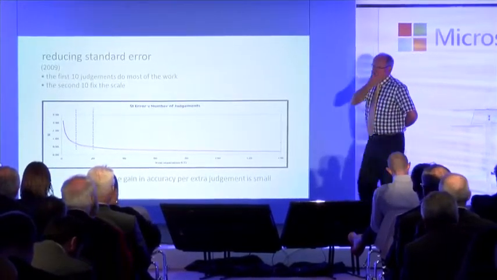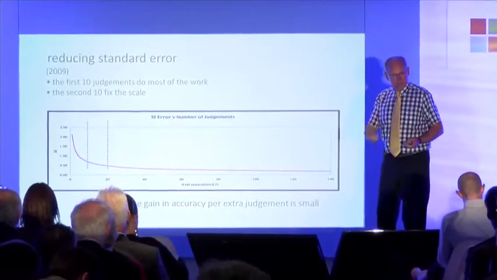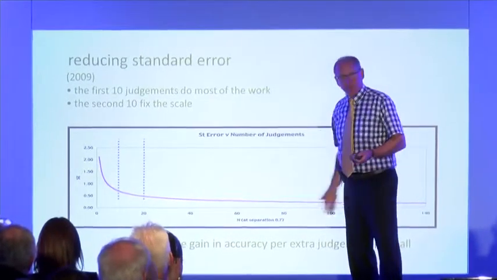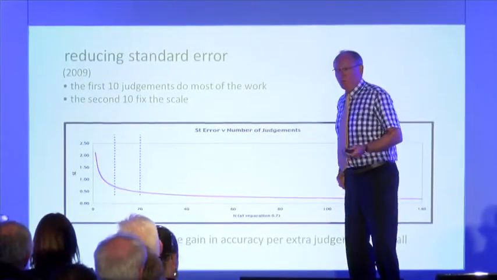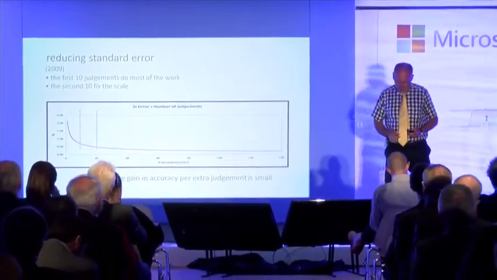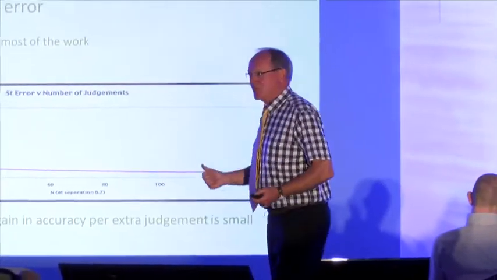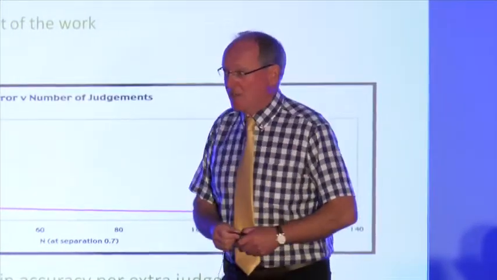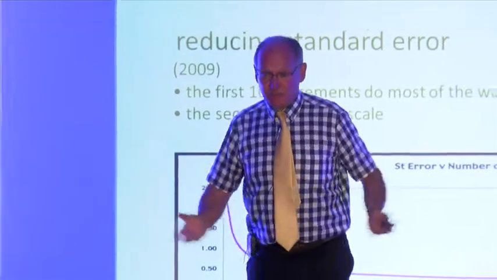In terms of reducing the standard error, generally speaking, the more comparative judgments that are made, the less error results. When we were doing this, the first 10 judgments reduced most of the standard error. The second 10 reduced the rest. When we were asked by our Department of Education what's the error that attaches to this process, we were in the delightful position of completely confounding them by saying, what level of error would you like? Because we can produce the standard error that they require just by doing more judgments.